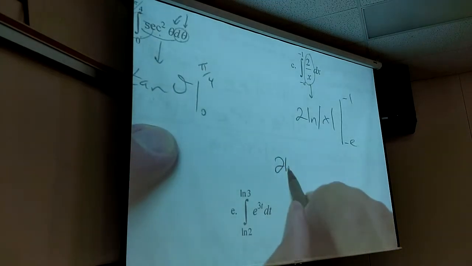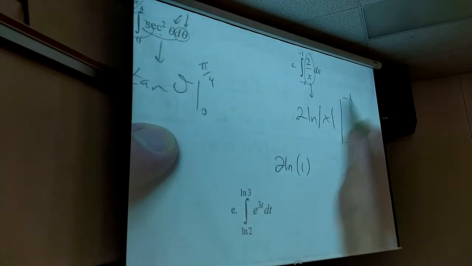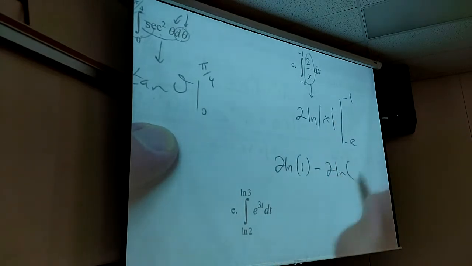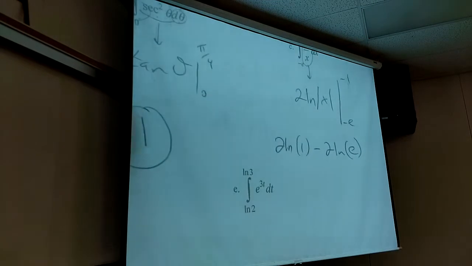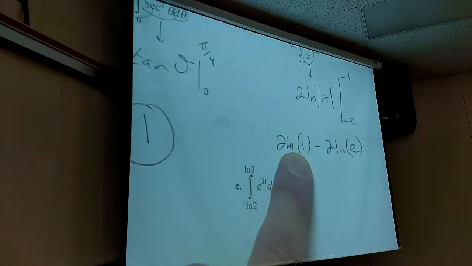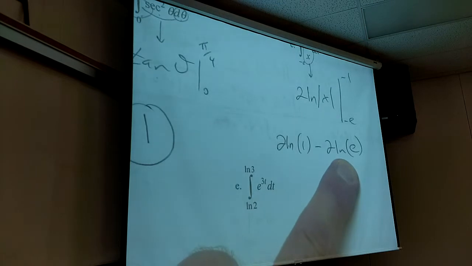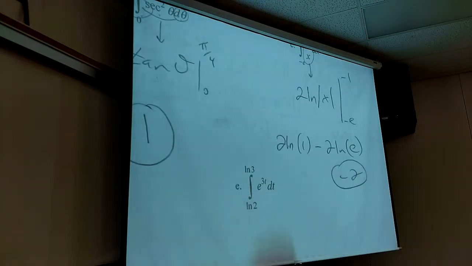So the 2 natural log of 1 minus 2 natural log of e. Is that cool? Put the top one in, minus, put the bottom one in. What's the natural log of 1? 0. It's the natural log of e. 1, so you just get -2.